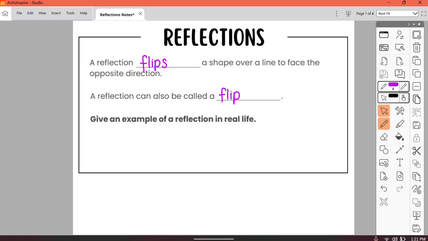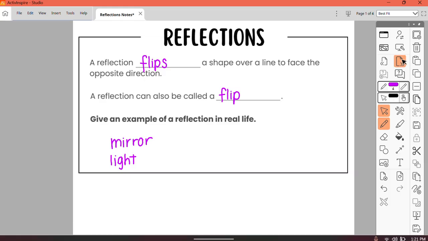Okay? Give an example of a reflection in real life. So think about this for just a second. What is an example of something in real life that reflects? I think a really common example that our students usually think of is a mirror. And then sometimes we have people who get really fancy and really sciencey, and they'll talk about how light can reflect off of shiny surfaces. That's kind of a cool example of a reflection that's a little more sciencey.